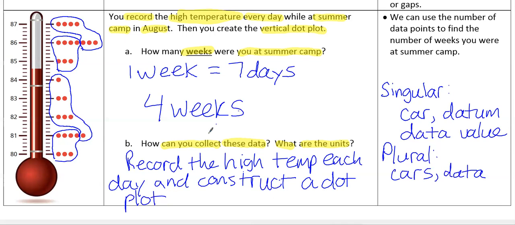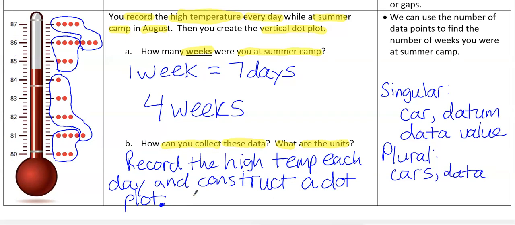I guess this just said how to collect it. So you're just recording the high temperatures. And then, so I'm going one further. How can you collect and display? We're displaying by constructing a dot plot. And what are the units? Well, every day, my guess is these are degrees Fahrenheit, because if they were degrees Celsius, then everybody would be burning up, because that would be incredibly warm.